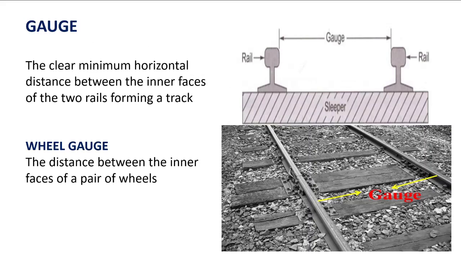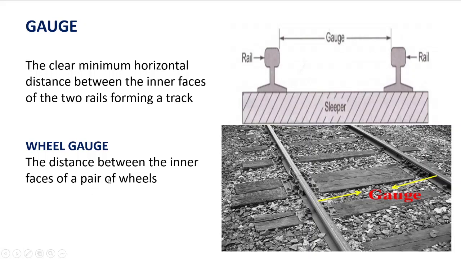So first, what is gauge? Gauge is nothing but the clear minimum horizontal distance between the inner faces of the two rails forming a track. In this diagram we can see these are the two rails. This is the outer face of the rail and this is the inner face of the rail. The distance between the inner faces of the rail is nothing but gauge.